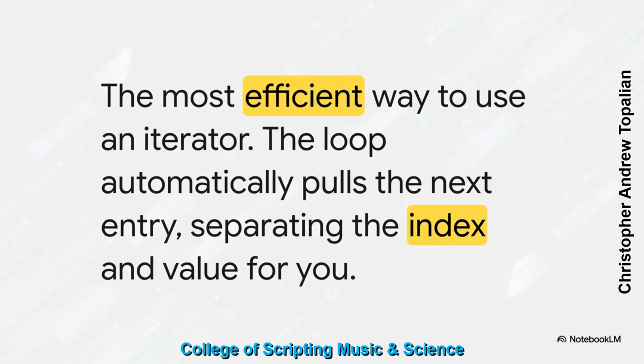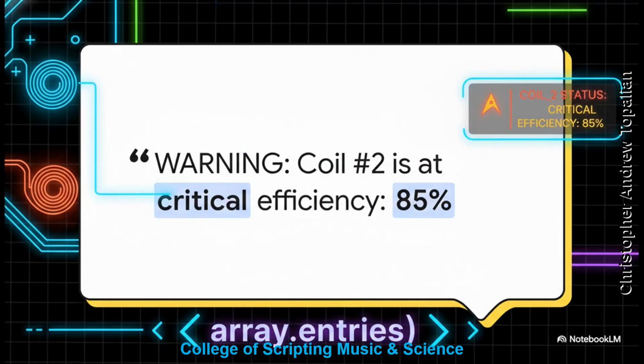So check this out. When you combine entries with a modern for-of loop, the whole process becomes incredibly clean. The loop automatically calls .next for us behind the scenes on every pass, and, this is the best part, it lets us immediately pull apart that pair, the coordinate and the cargo, into their own separate variables. Here, we're calling them coil index and efficiency. So what's the big deal? Well, our diagnostic instantly flagged a problem. But because we used entries, we know so much more than just that a coil is failing. We know exactly which one, coil number 2. That's the difference between just having information and having actionable intelligence.